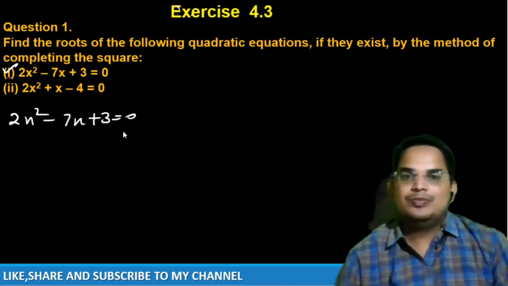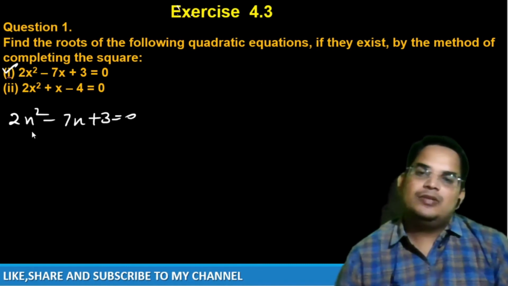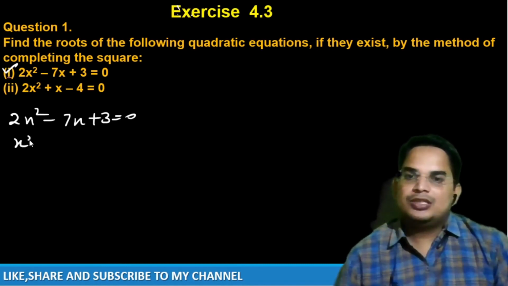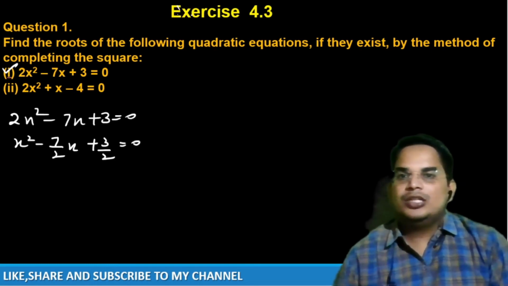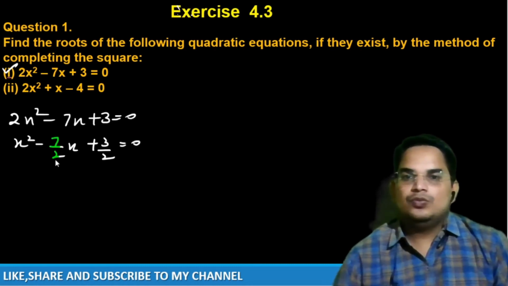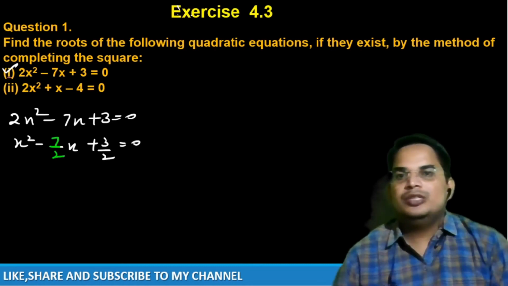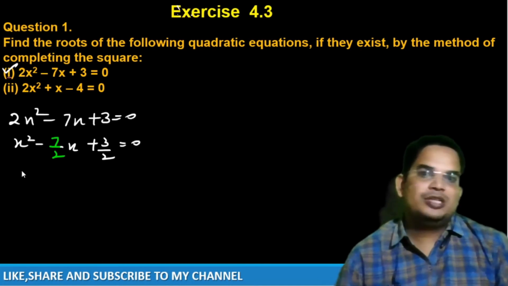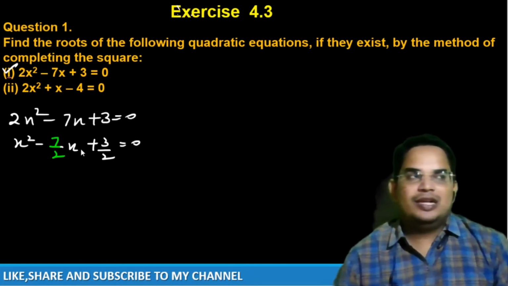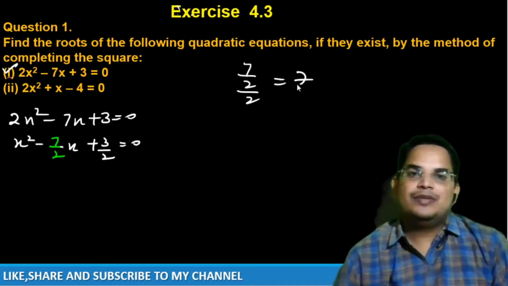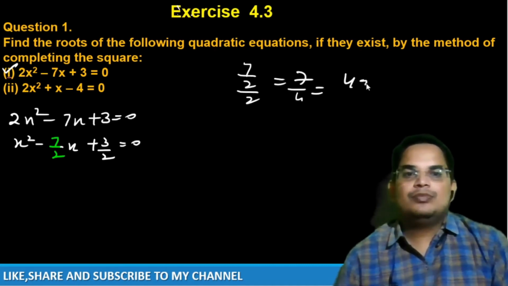2x square minus 7x plus 3 is equal to 0 is given here. First of all, divide the whole equation by 2. It becomes x square minus 7 by 2x plus 3 by 2 is equal to 0. Now what is the coefficient of x? That is 7 by 2. Now you have to do one thing. Take 7 by 2, divide it by 2. It becomes 7 upon 2 divided by 2, which is 7 upon 4. Do the square. It becomes 49 upon 16.